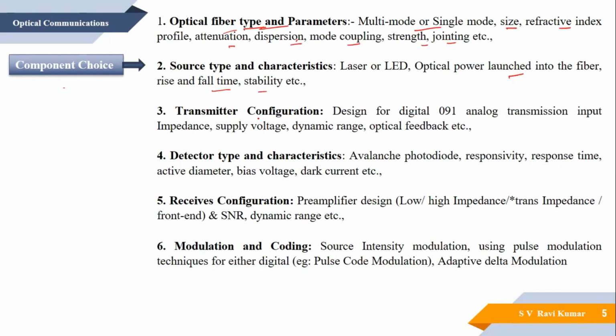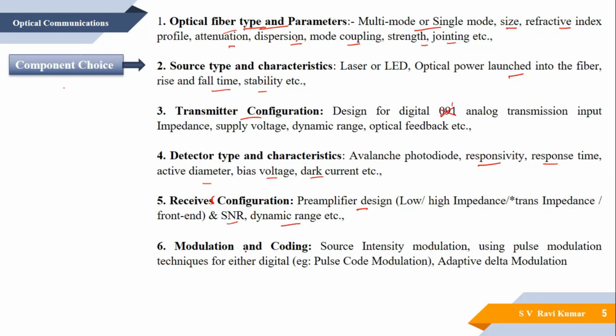Okay, and the next one, transmitter configuration. So design for digital or analog transmission input. The other one is detector type and characteristics. What detectors we have, how to select a detector, and what different parameters we have: responsivity, response time, active diameter, bias voltage, dark current, all these things. And receiver configuration. What type of receiver configuration you need, the preamplifier design, whether it must be low or high impedance, transimpedance, front end, and signal to noise ratio, dynamic range. All these parameters you need to consider.